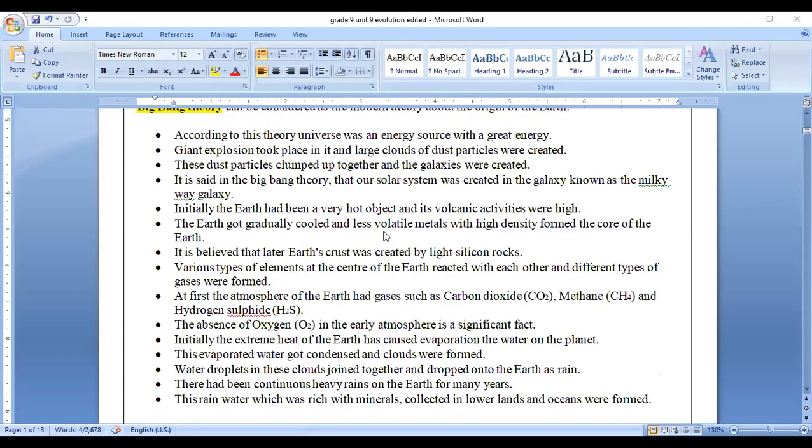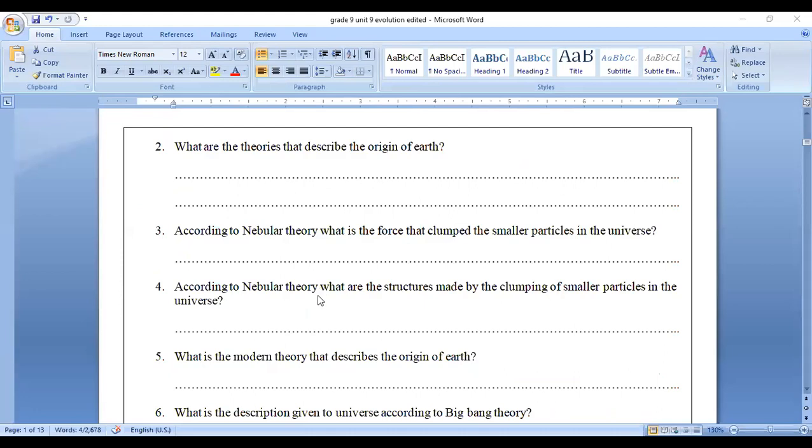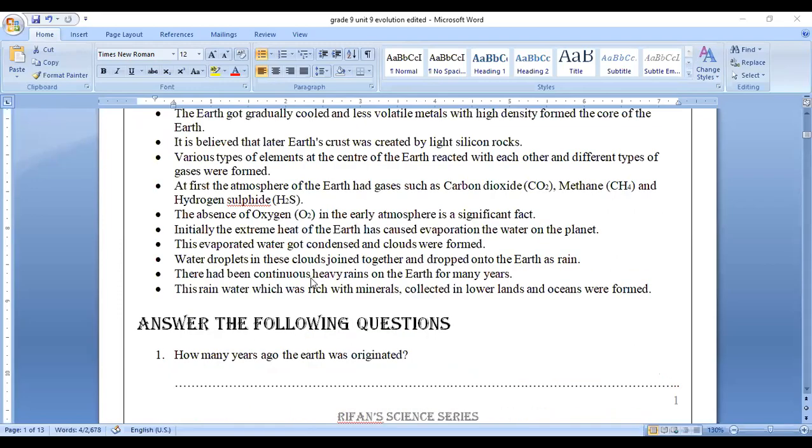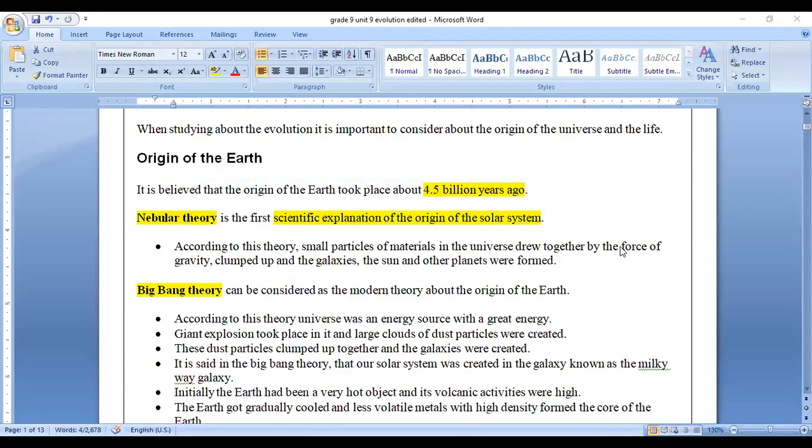Okay. So using nebula theory, I'm asking certain questions. According to the nebula theory, what is the force that clumped the smaller particles in the universe? What is that force? Gravity. The force of gravity. So you are simply answering the force of gravity. Write it that way. Don't just write gravity. Force of gravity. Answer that way.